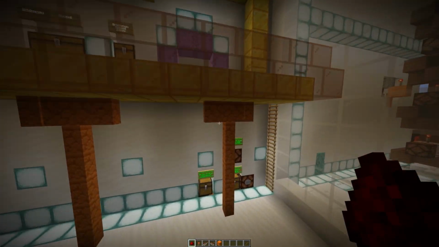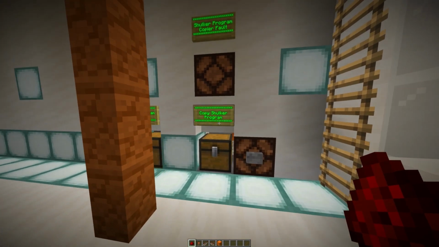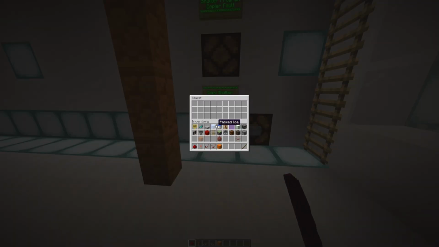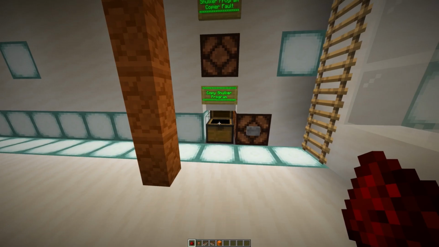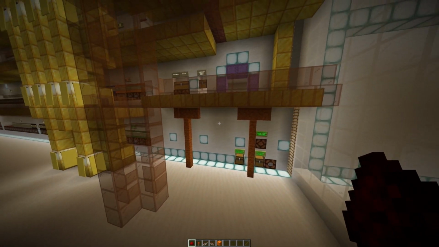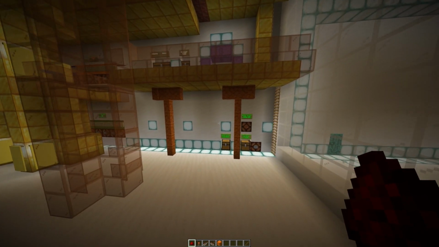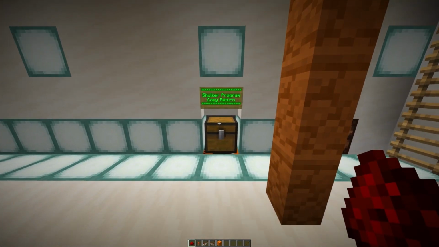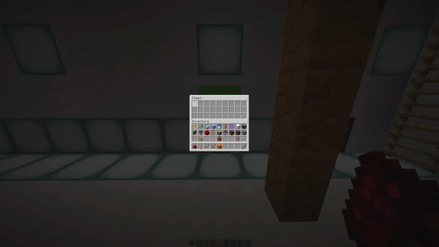You can actually come down here and there's a copy shulker program function. So you can put the shulker program in here, push the button, and it will take it and put it through a system that will then copy it. It will then, once it's done, give back the original program and the copy of it.